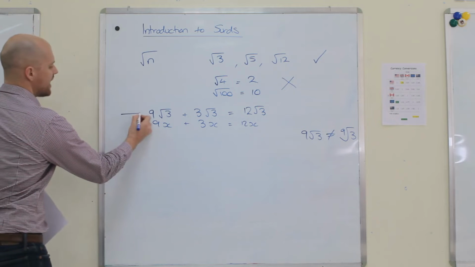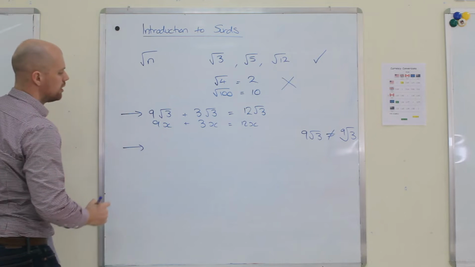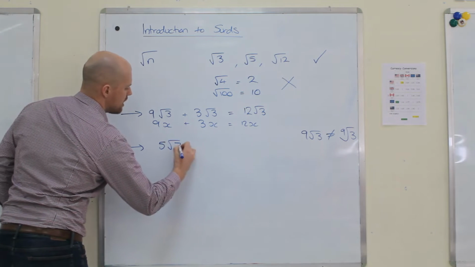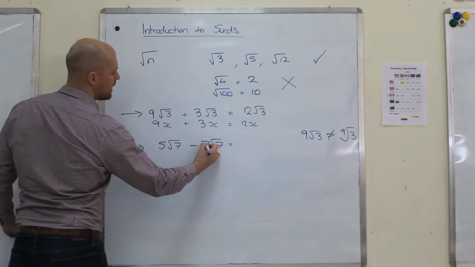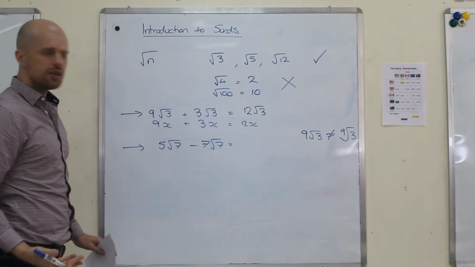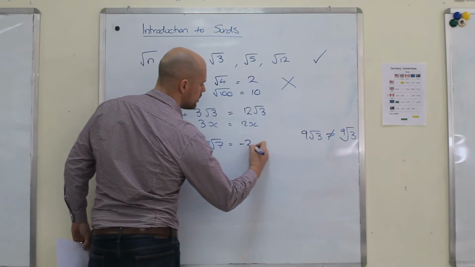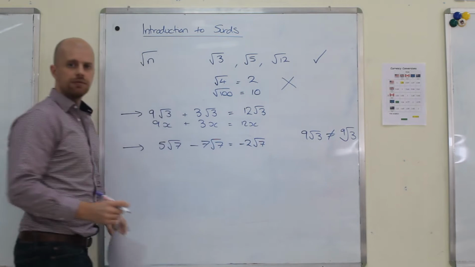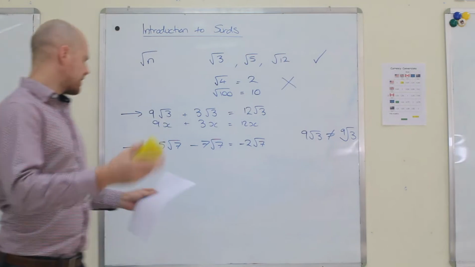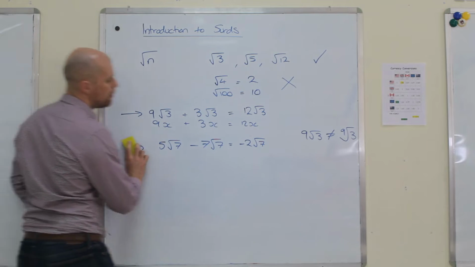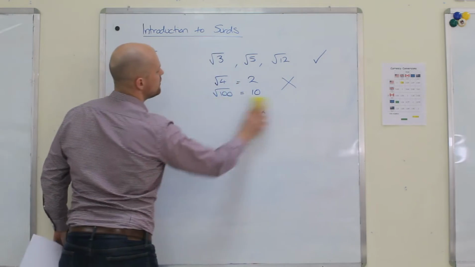Just like I've added them, I can subtract them. I could have 5 root 7 take away 7 root 7 and get 5 minus 7 is minus 2, so I could get minus 2 lots of root 7, for example. That's addition and subtraction. I can also multiply and divide.